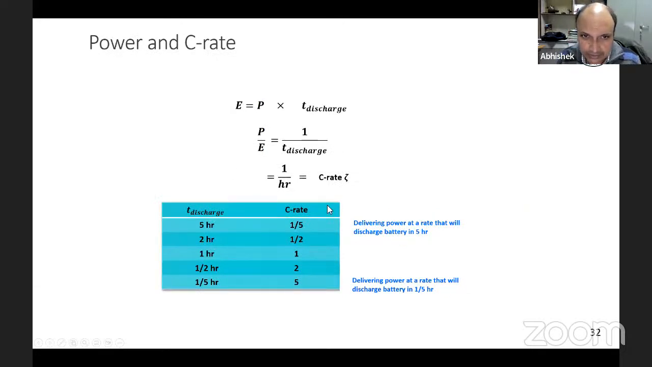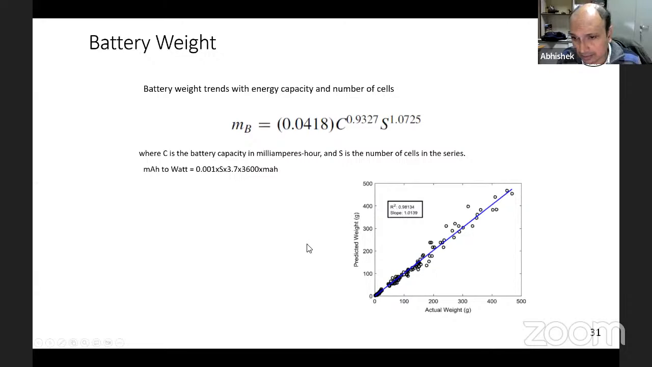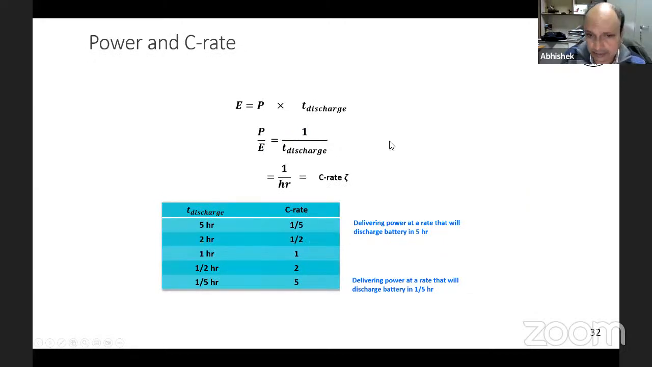So some more details about this C rating. Many batteries have this C rating available. One is like a continuous C rating, like how quickly you can discharge the battery. Now any battery has a typical energy content. So energy content can be given as E equals the power that you are extracting from it times the time of discharge. So one can say P by E is 1 by time of discharge, or 1 by hour. And this 1 by hour, what you get, is called the C rating.